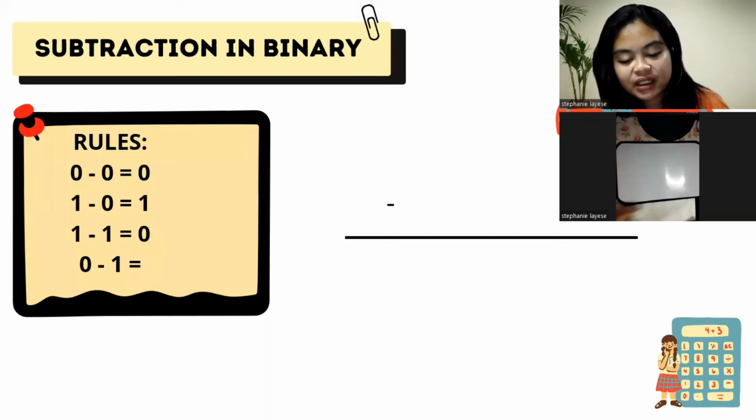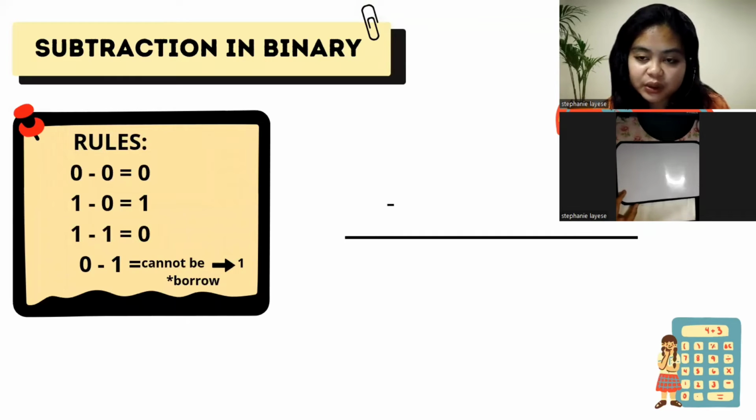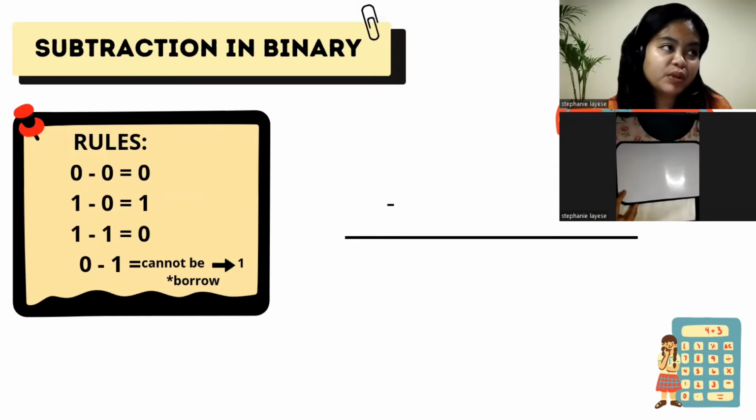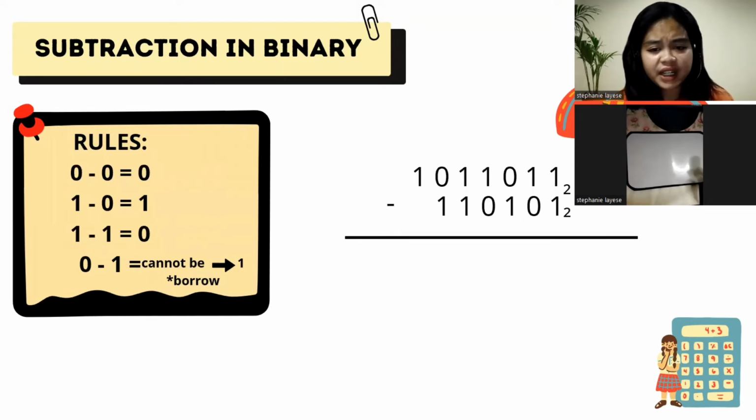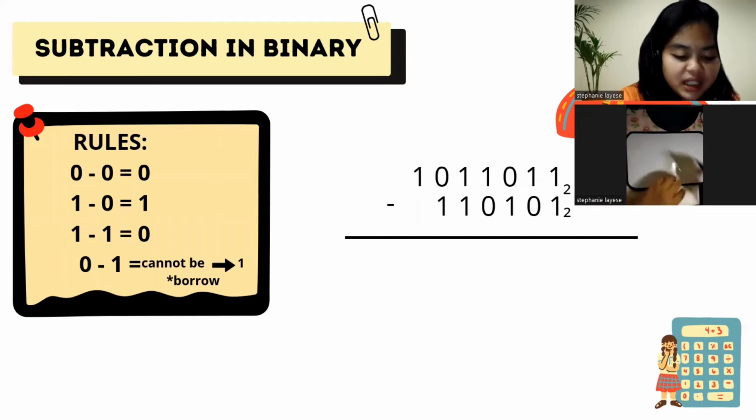There are rules to remember about solving subtraction. We have 0 minus 0 equals 0, 1 minus 0 equals 1, 1 minus 1 equals 0, and 0 minus 1, we will borrow from the next number which has a value of 1. All right. Now we have this value: 10110111 subscript of 2 minus 110101 subscript of 2. And again, let me put that in my whiteboard.